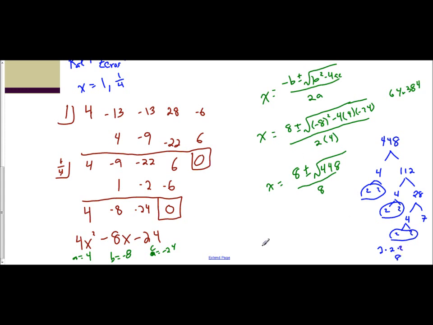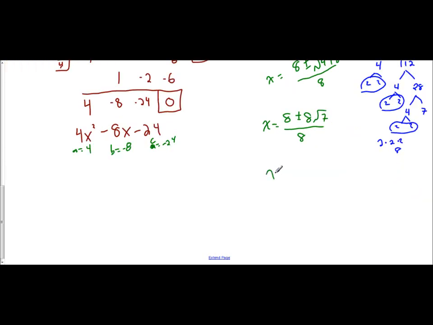And so I have x equals 8 plus or minus 8 square root, 7 remains inside, over 8. And divide everything by 8. x equals 1 plus or minus the square root of 7. And that is the remaining zeros.